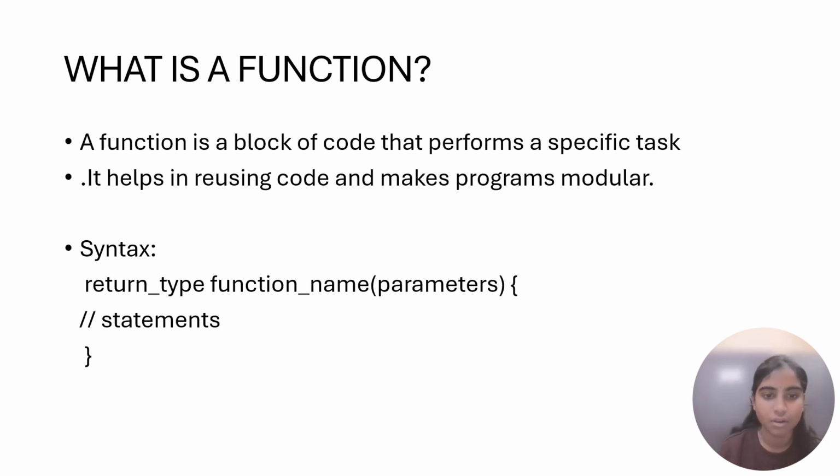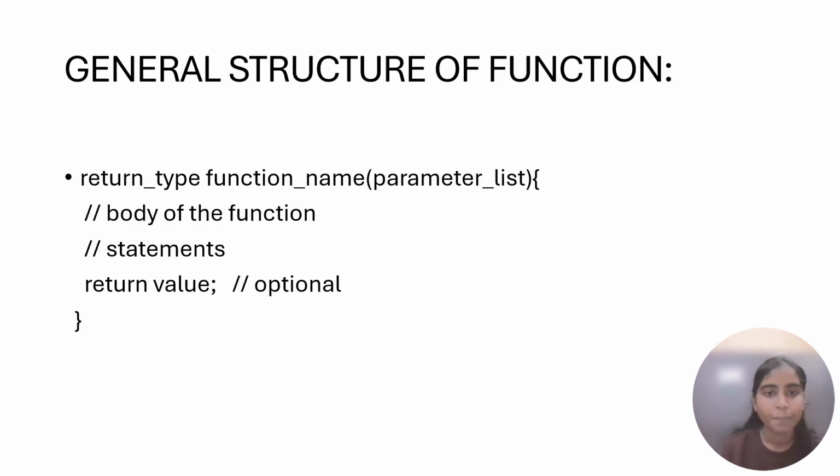The syntax is: return type, function name, and the parameters in parentheses, then an open brace, the block of statements, and a closing brace. So this is the general structure of a function: return type, function name, and parameter list, open brace, body of the function statements, and a return value. This is optional. Closed brace.